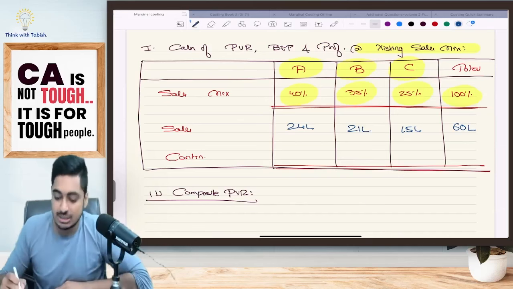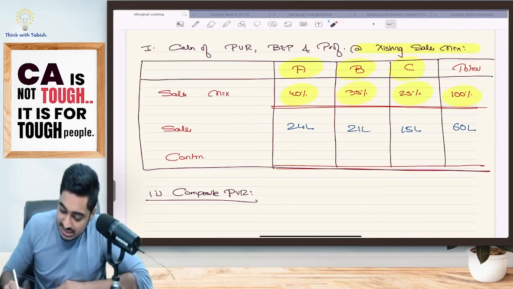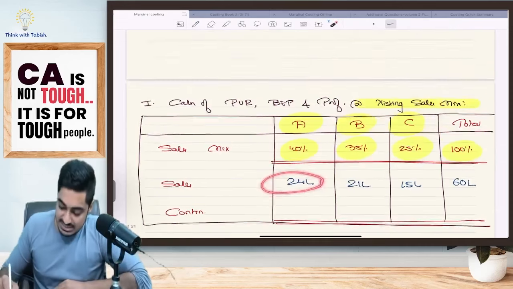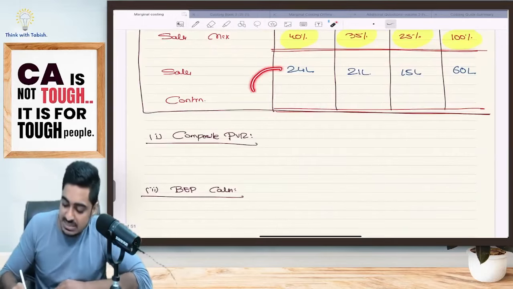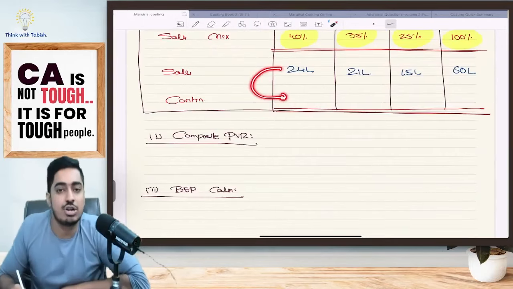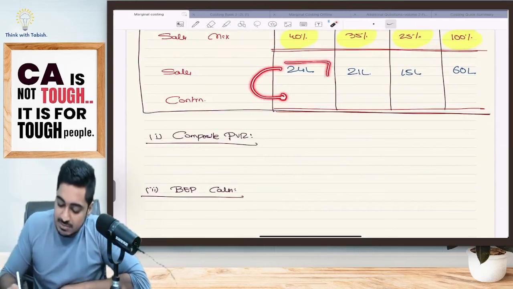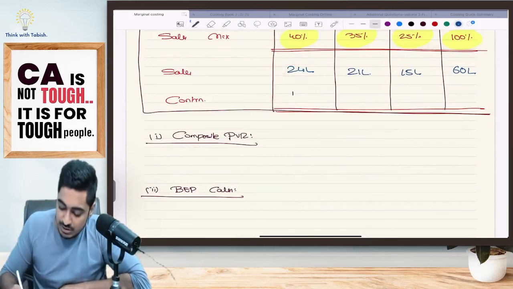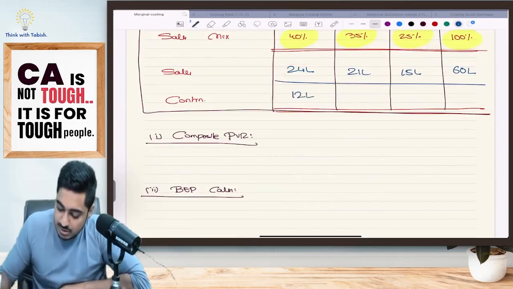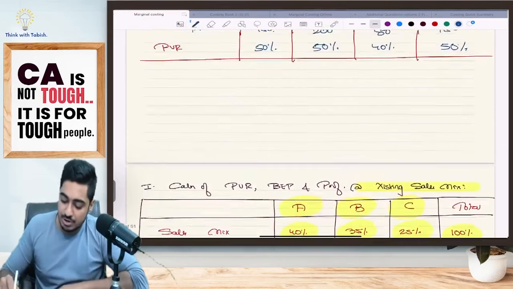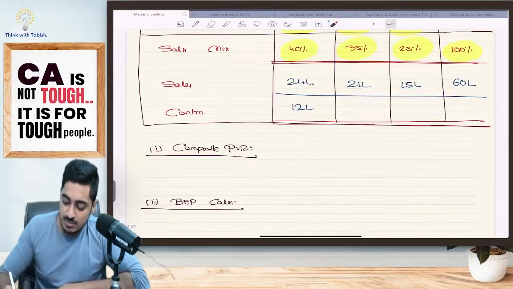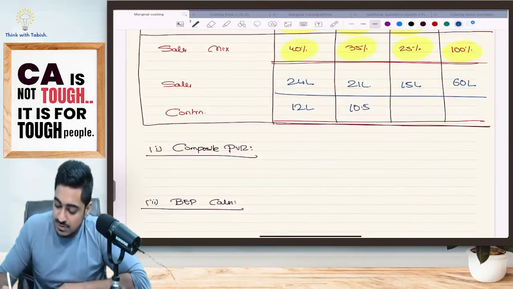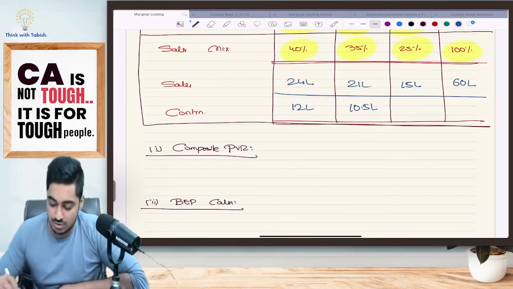Now tell me one thing, students. When I am selling product A, how much percentage is my PV ratio? 50%. That means 50% of sale I will be getting as contribution. That means if I make a sale of 24 lakh, how much will be my contribution? 12 lakh will be my contribution. If I am selling product B, how much percentage is my contribution? Again 50%. If I make a sale of 21 lakh, 50% of that, that is 10.5 lakh will be my contribution. Yes or no? Yes, sir.